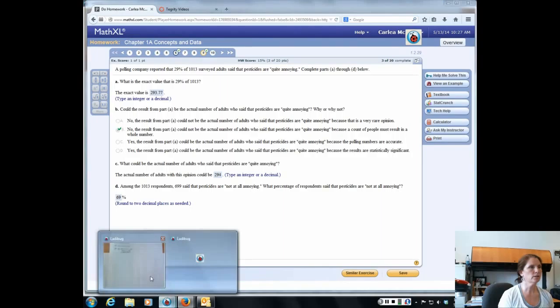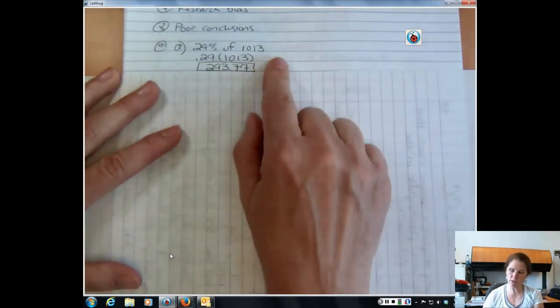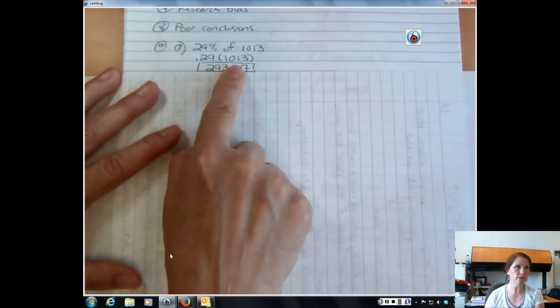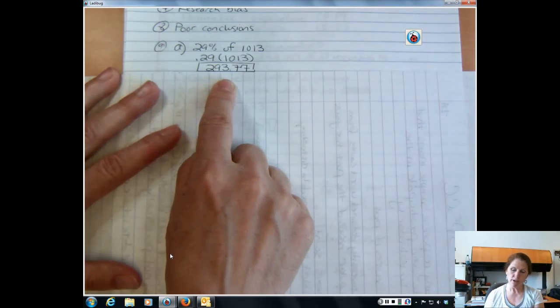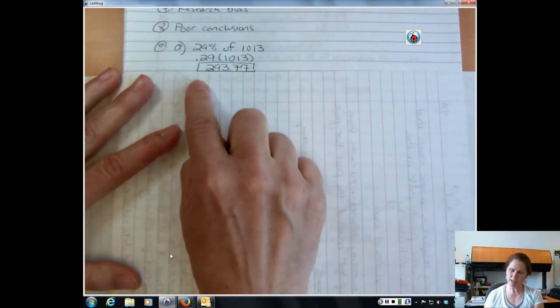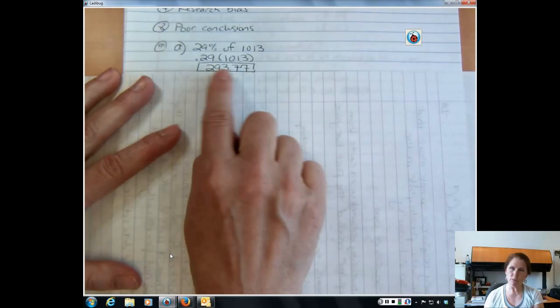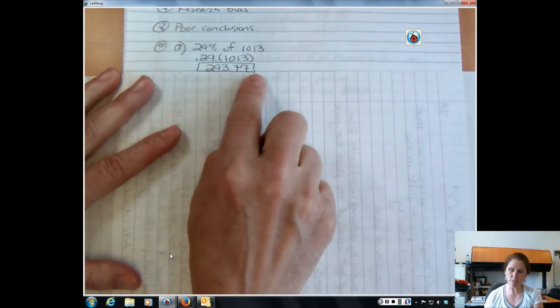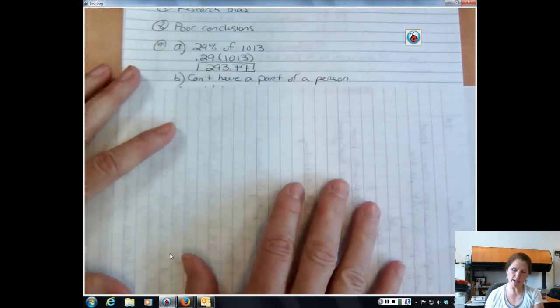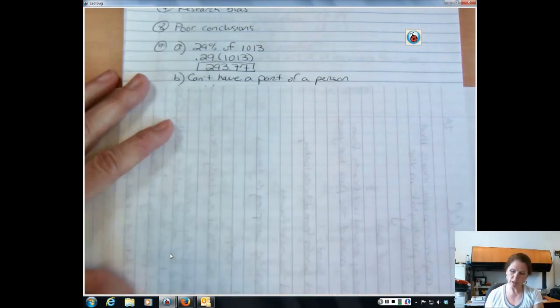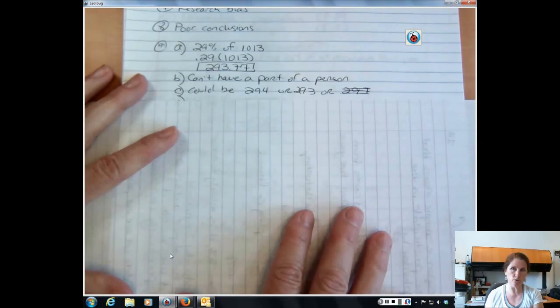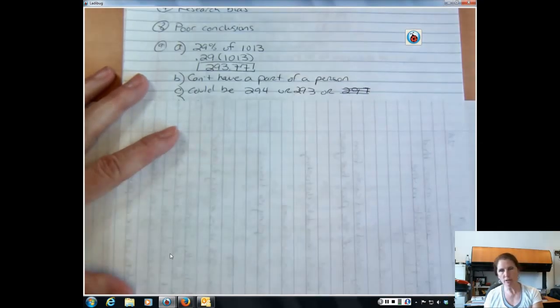So let's take a look at this. 29% of 1,013 is just 0.29 times 1,013. That's how I got the 293.77. The next thing they ask is, would that be an exact answer? Well, no, because this is people, and we can't have 0.77 part of a person, so it's not an exact answer. They say, well, what could be the answer? If we rounded it up, it could be 294. Or it could be 293, right? But it's in that range.